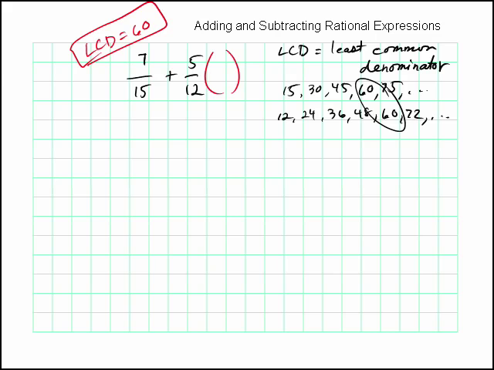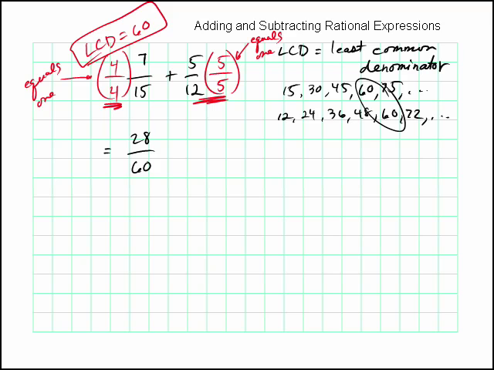So I have to multiply this fraction by 5 over 5 because that will give me a 60 in the denominator. This one has to be multiplied by 4 over 4 because that's what gives me 60 in the denominator there. You must always make sure that you're multiplying by something equal to 1. It has to be a 4 over 4 or 5 over 5 or an x over an x. It has to equal 1 or else you change the value of the problem.